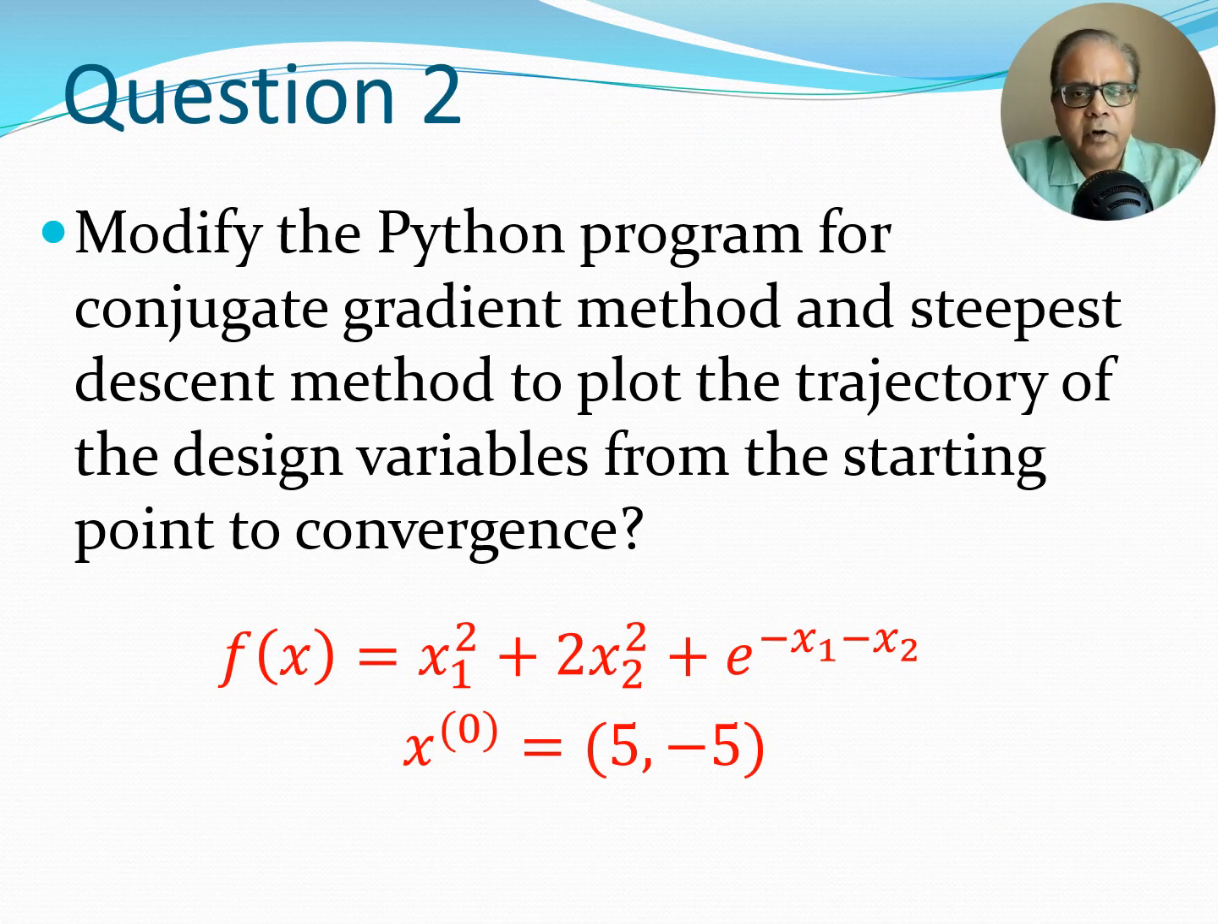Let us now try to improve our knowledge of Python and just look at the trajectory of the design variables for the same problem. So what we want to do here is modify the Python program for conjugate gradient and steepest descent and plot the trajectory of the design variables from the starting point to convergence. Again, the same function is being used here, and this is the starting design 5, minus 5.